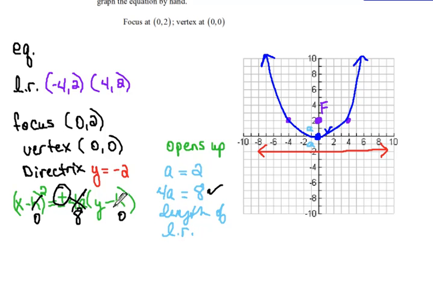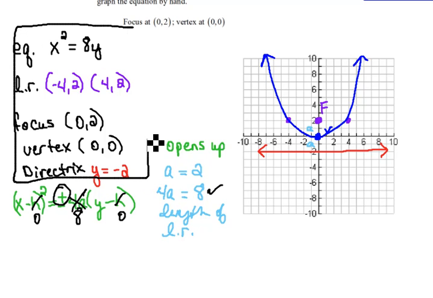Now we can clean this up and write our equation. So x minus 0 is just x squared equals, we have the positive 8 times y minus 0, which is just y. Here's everything that we need to know about that parabola along with the graph.